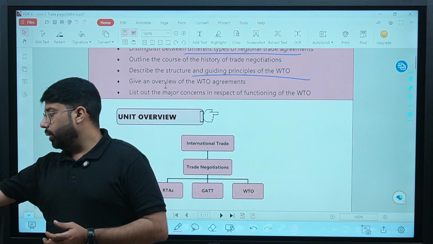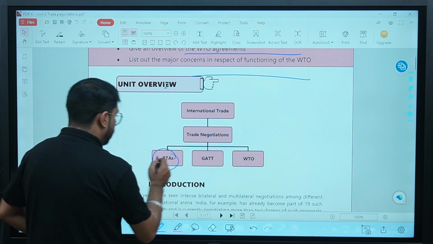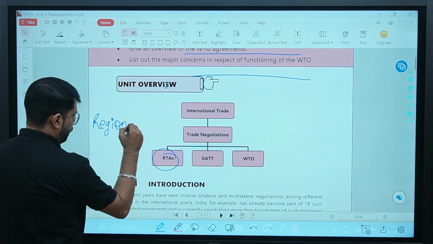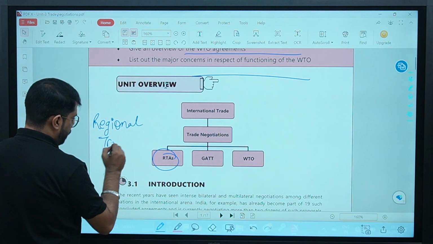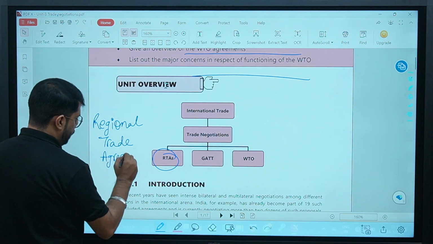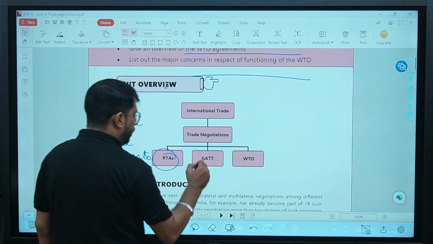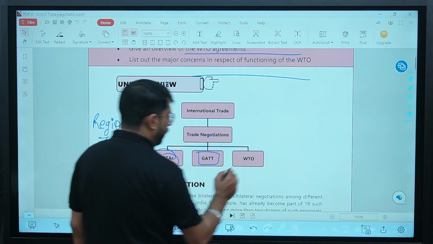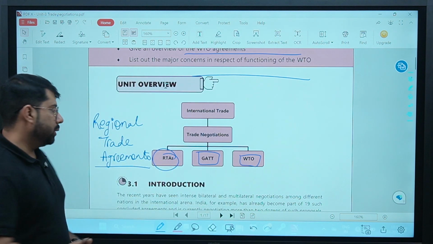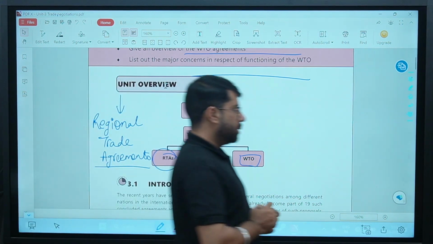In this particular unit, you are going to study three things with me. First is the RTAs, which are regional trade agreements. Then you have GATT, General Agreement on Trade and Tariffs, and then you have WTO, that is World Trade Organization. Right? Our first focus is on RTAs, regional trade agreements.